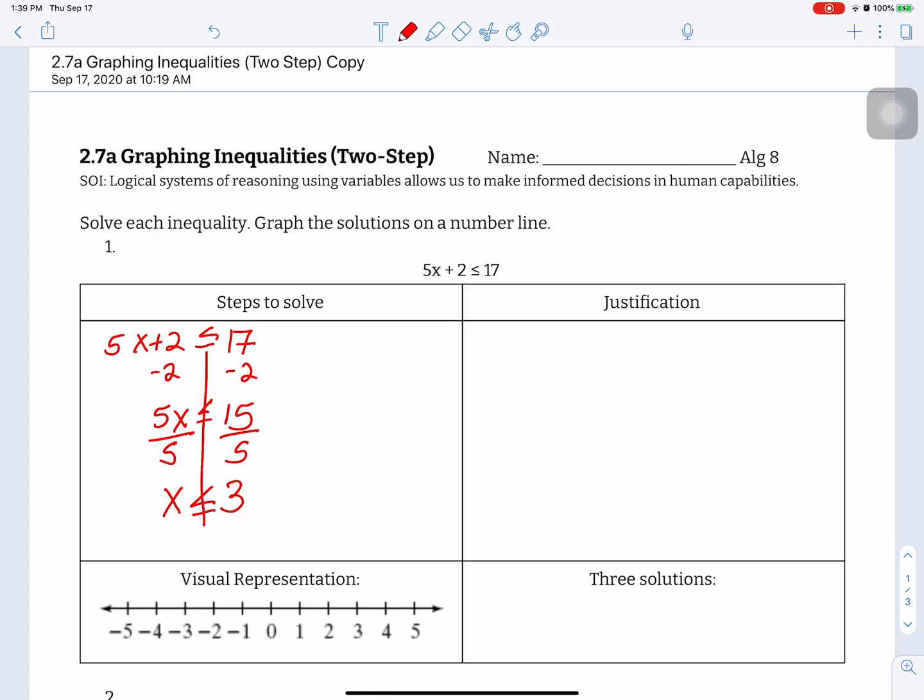So on my graph, I'm going to go to 3 and I'm going to put a solid dot. And then I need to test, is 5 less than or equal to 3 or negative 5? I like to test my endpoints, and it's negative 5. So that says all those points are the ones that are going to be working on this side.